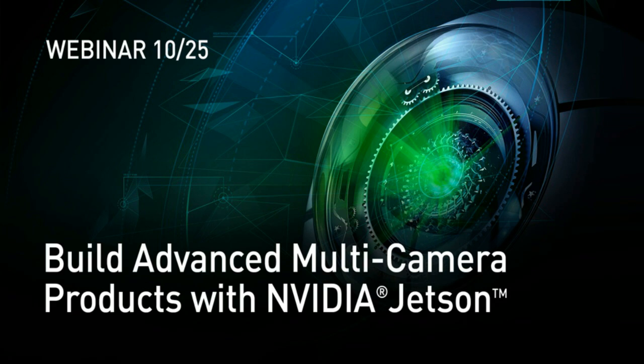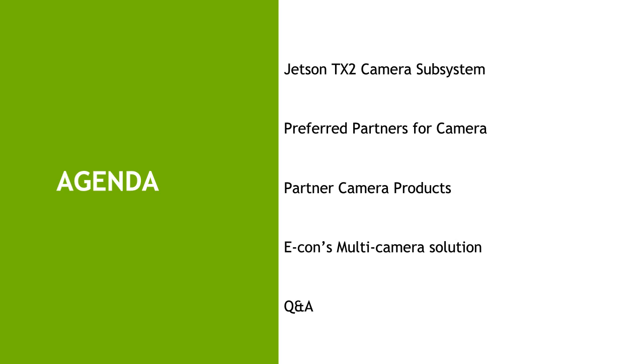Here is the agenda for the webinar today. I'll provide an overview of the Jetson TX2 and drill down into the imaging subsystem, and then talk about our camera partner program that we created in order to provide specialized service for camera development, along with some of the camera products that are available today that have been tested to work on the Jetson platform. I'll then hand it over to Econ Systems, who is our newest camera partner, to discuss how they solve synchronizing multiple cameras on the Jetson platform, and then we'll wrap it up with a Q&A session.